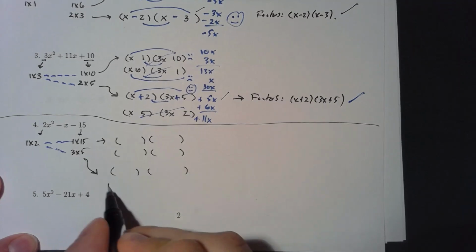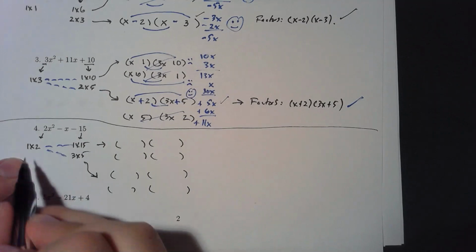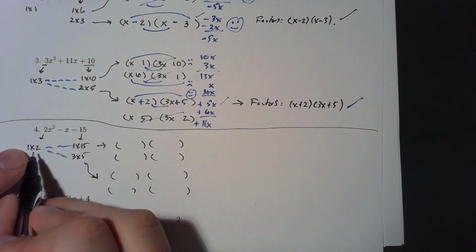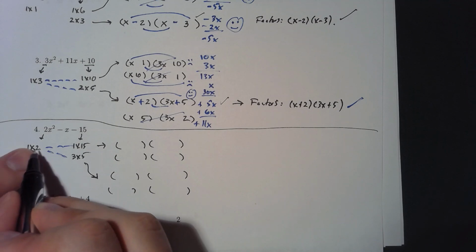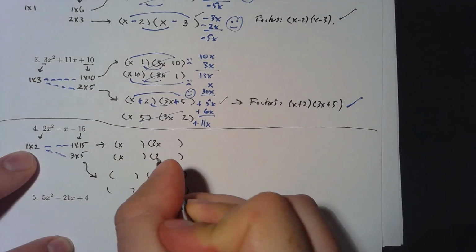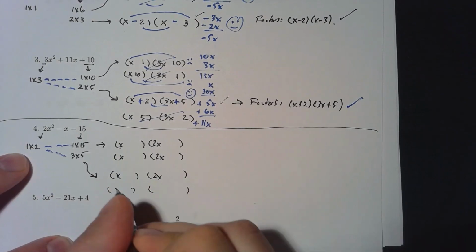First pair, second pair. Alright, so since I have a factor of 2 here, right? So 1 times 2, this is going to be x and 2x. X, 2x, x, 2x. And I could do that for the next pair as well. I might as well, right?